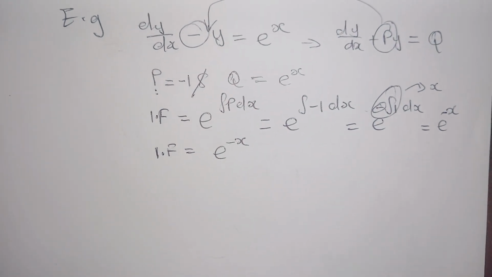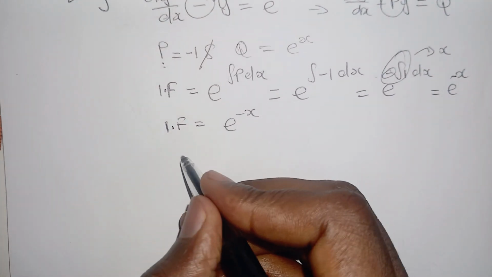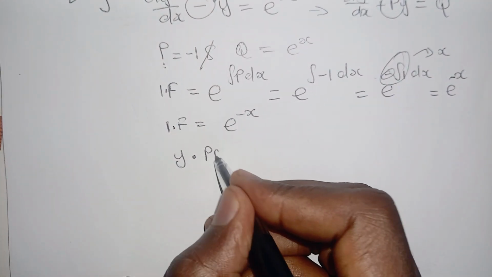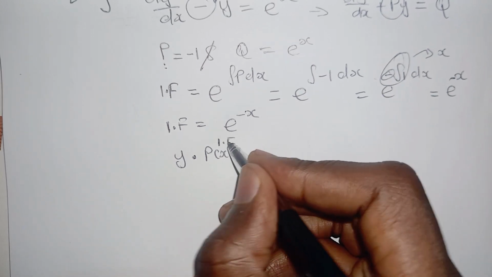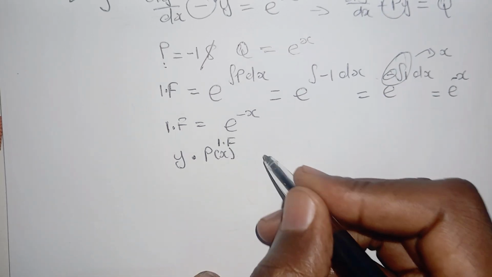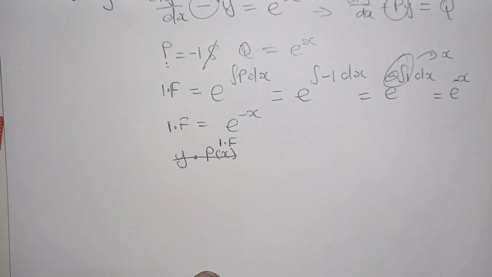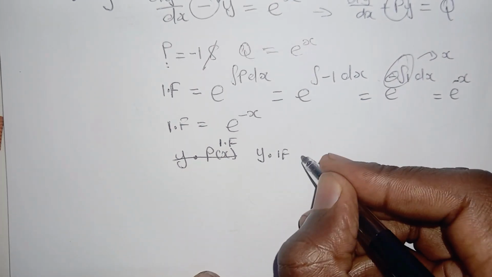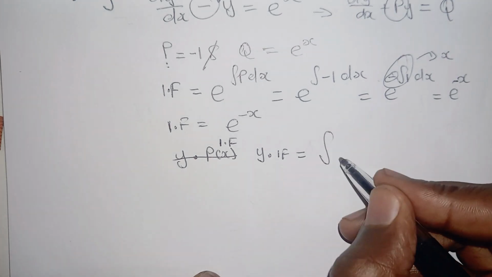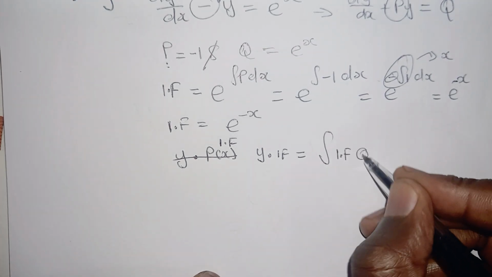Excellent, right? Now, finding the integrating factor is step number 2. Now, step number 3 is to write the general solution, right? So writing the general solution is just y multiplied by the integrating factor, right? Since I introduced the integrating factor as IF, I have to say y times IF is equal to the integral of IF times q dx.